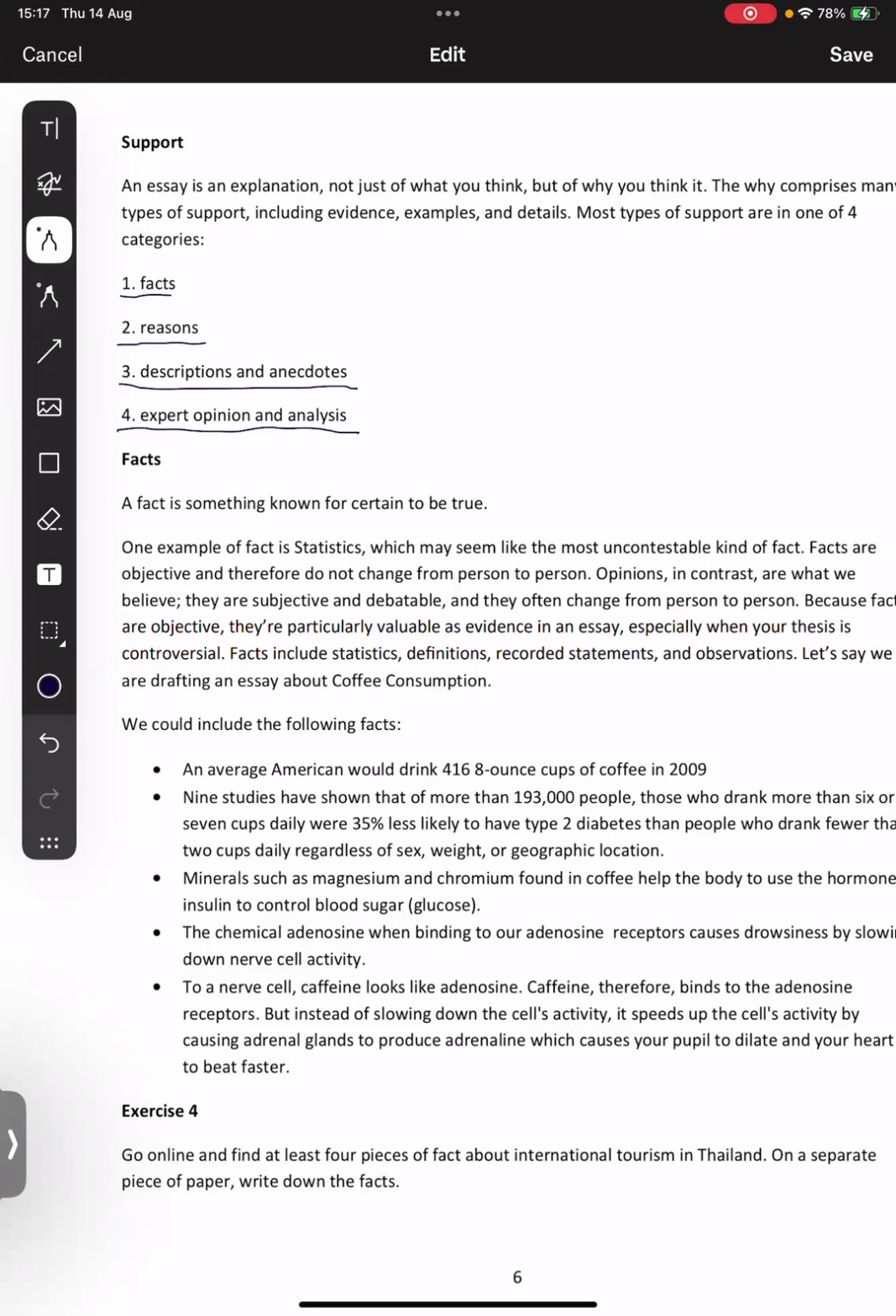So you just need to use your own judgment to decide which type of support works best for a particular situation. Okay, but the type of support that we'll be focusing on right now is facts. So what exactly is facts? Facts is objective. It's an objective statement.